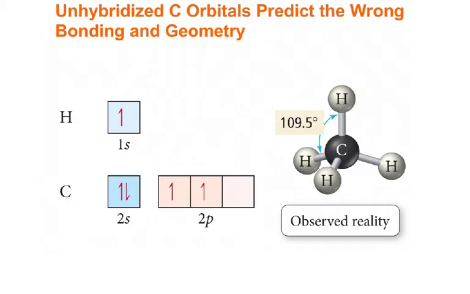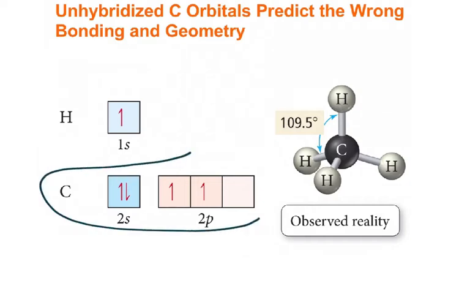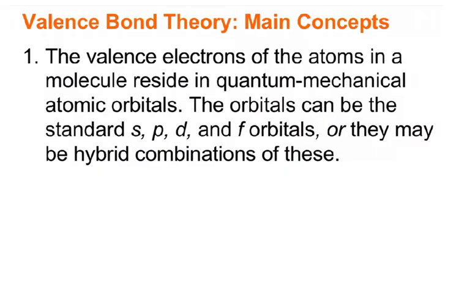When you look at carbon when it's unhybridized, and you can see that here on the left, it would not predict this structure. It might predict that carbon can make 2 or 3 bonds rather than the 4 that you see with the tetrahedron. So the main concepts of the valence bond theory are, number 1, the valence electrons of the atoms in a molecule reside in quantum mechanical atomic orbitals.